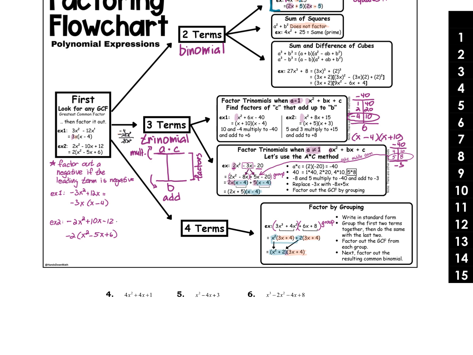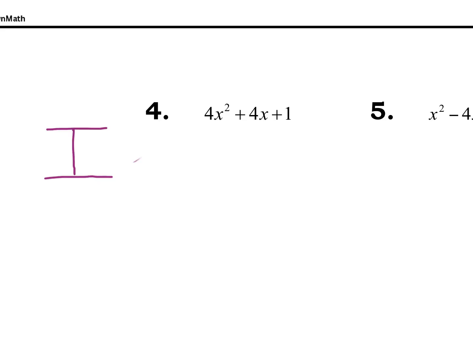And then I want to determine, either way, I'm going to set up my I-bar, because that's how I like to do it. But then I want to determine, does A equal 1 or does A not equal 1? It's not going to change how I set up the I-bar. It is going to change what I do once I find these magic numbers. I start by setting up my I-bar. So A times C is 4 and B is also 4.